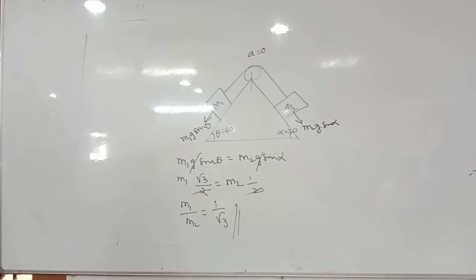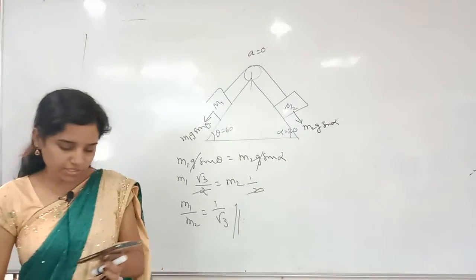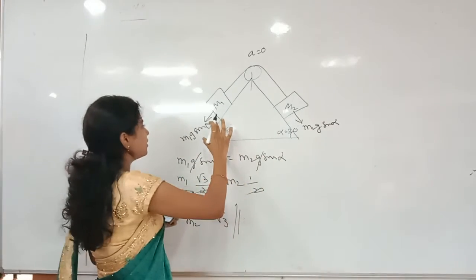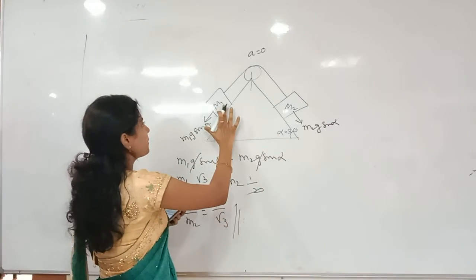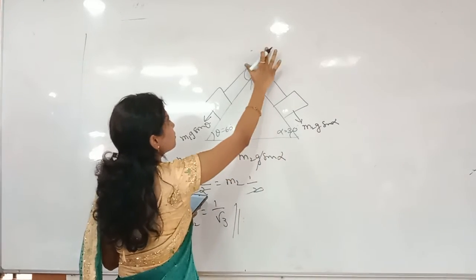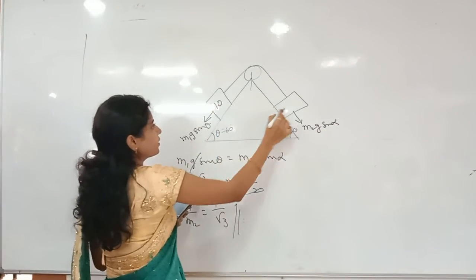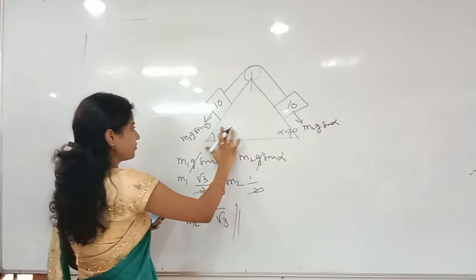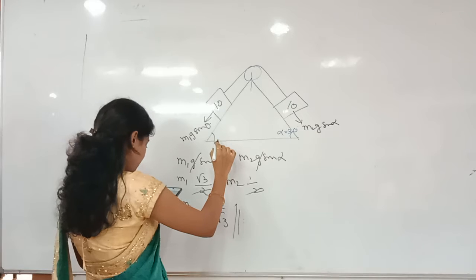So two masses, which masses I said? 10 kg and 10 kg. What I said after that? Are placed on the smooth inclined plane as shown in the figure.